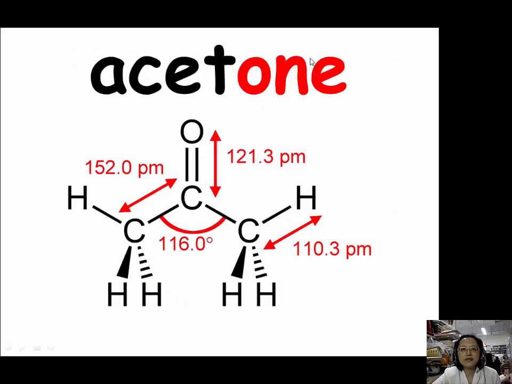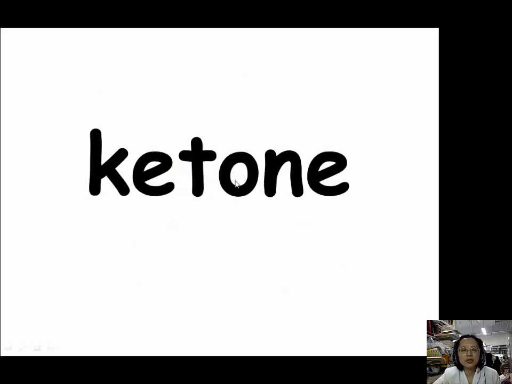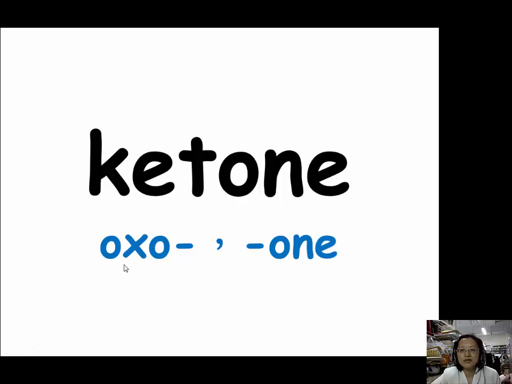And our example for the suffix one is acetone. Acetone, as we show in this PowerPoint, has a formula of (CH3)2CO. It's a colorless, volatile, flammable liquid. It can be used as a solvent. Let's review what we just learned for ketone. We have one prefix, oxo, and one suffix, one.